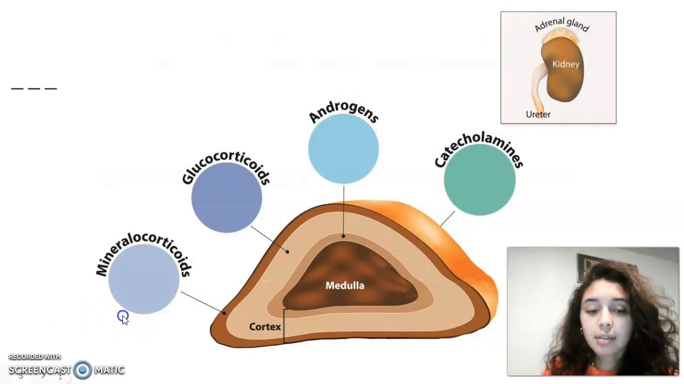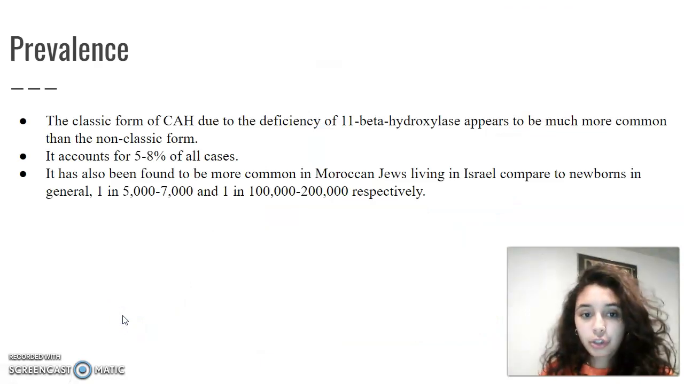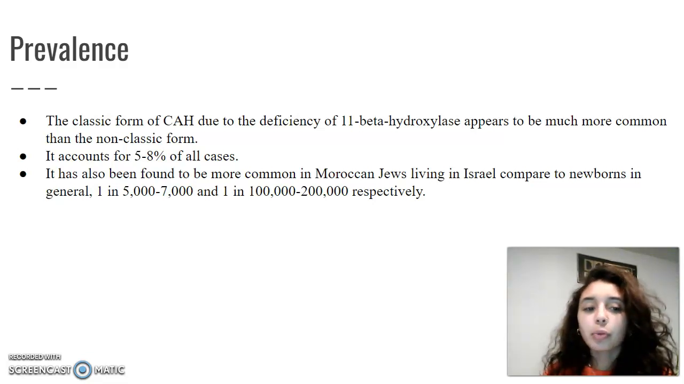So the classic form of congenital adrenal hyperplasia is due to the deficiency of 11-beta-hydroxylase, which appears to be the most common, more common than the non-classic form, should I say. It accounts for 5 to 8% of all cases of this disorder.